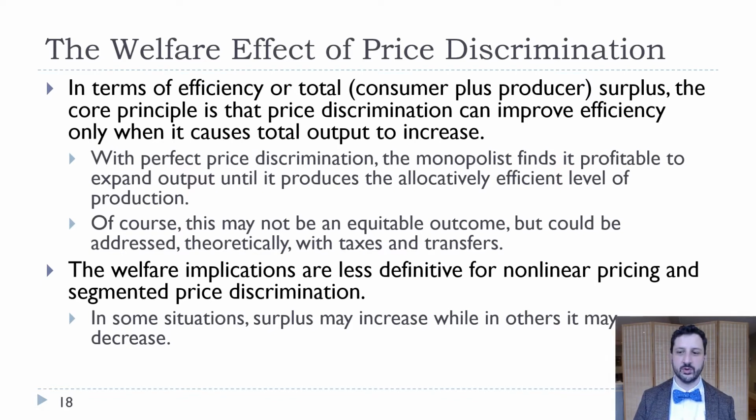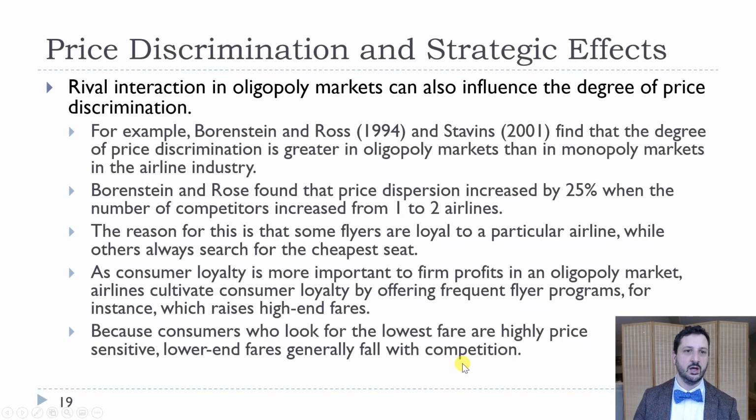If we get to the same output with perfect price discrimination and perfect competition, that doesn't mean that those are comparable outcomes. That said, if you did allow first degree price discrimination in a monopoly setting, but then you adjusted the financial outcome with taxes and transfers, then maybe that would be a not terrible outcome. The welfare implications aren't as clear for nonlinear pricing and segmented price discrimination. Sometimes it will increase and other times it may decrease.